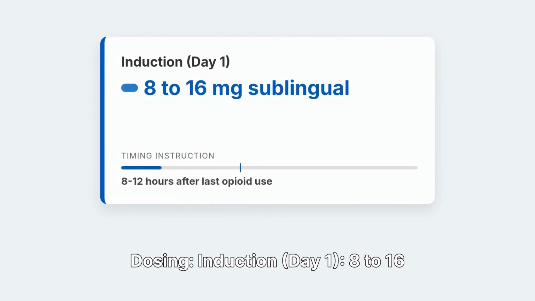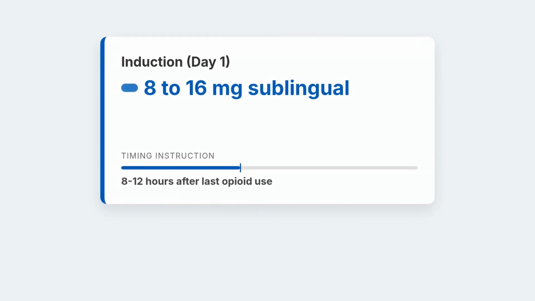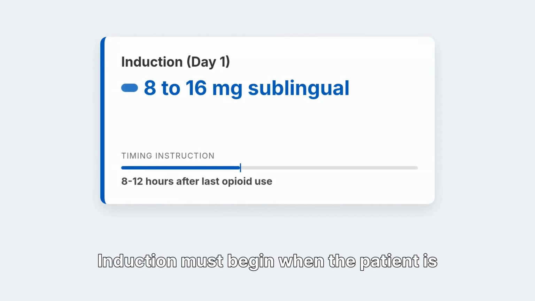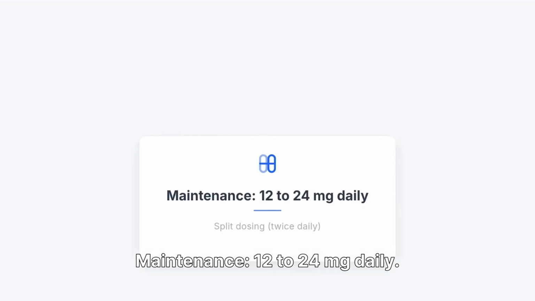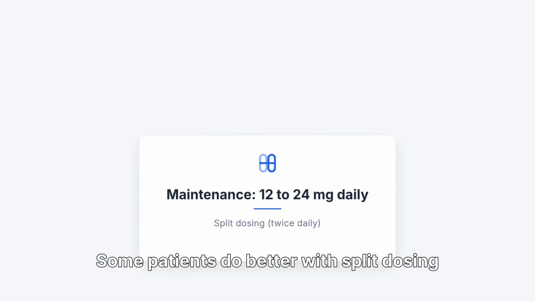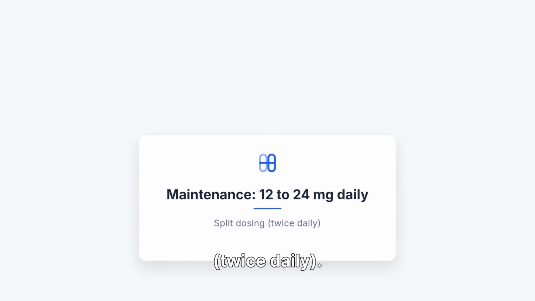Dosing. Induction. Day 1: 8 to 16 mg sublingual. Induction must begin when the patient is in mild to moderate withdrawal, typically 8 to 12 hours after last opioid use. Starting too early causes precipitated withdrawal. Maintenance: 12 to 24 mg daily. Some patients do better with split dosing, twice daily.